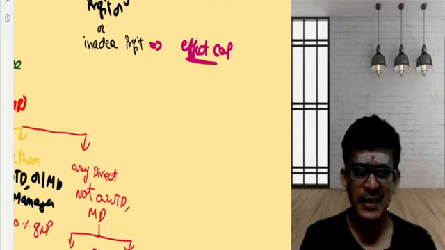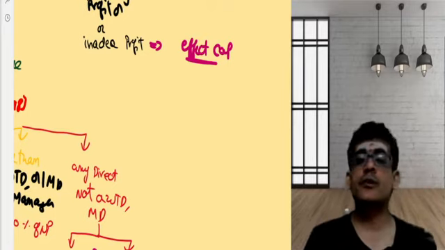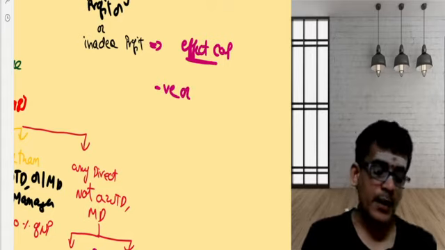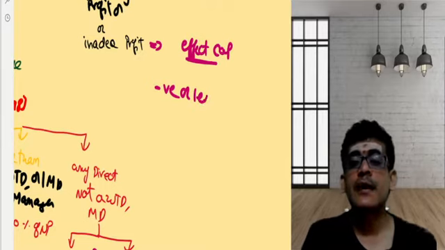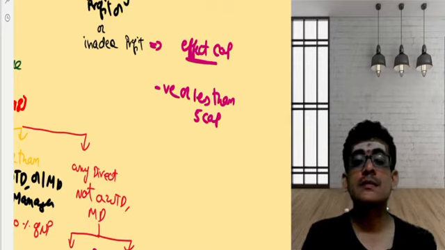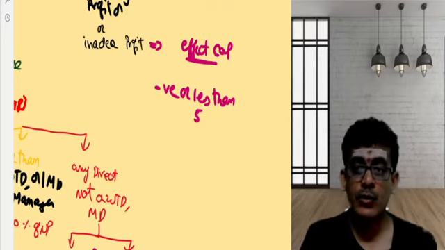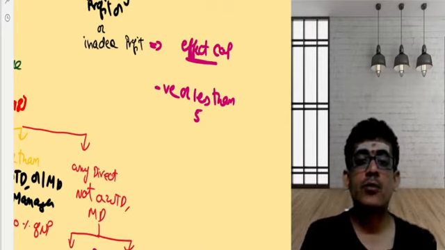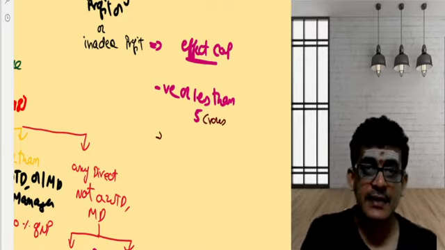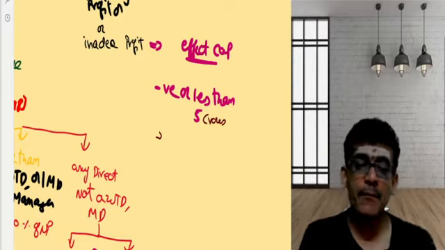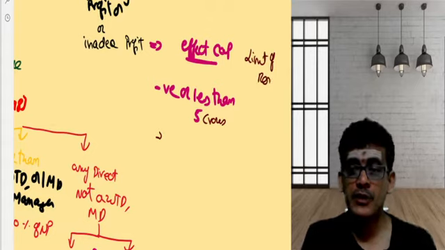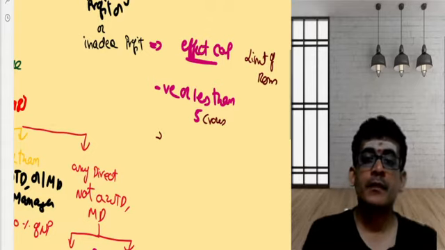Now, in the case of inadequate profit, I need to calculate effective capital. Effective capital is either negative or less than 5 crores. Then the provision is different. That's the first thing. Second thing, we'll discuss: under this case, what is the maximum possible remuneration? What is the limit of remuneration which is to be paid? Let us see. The next case is what?